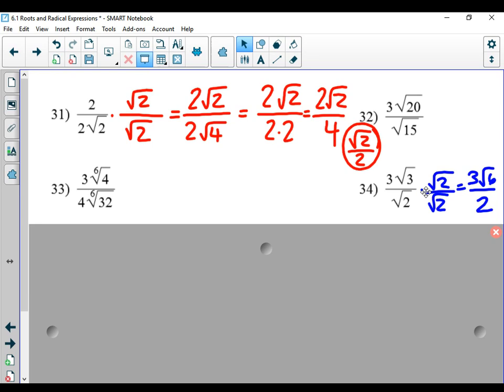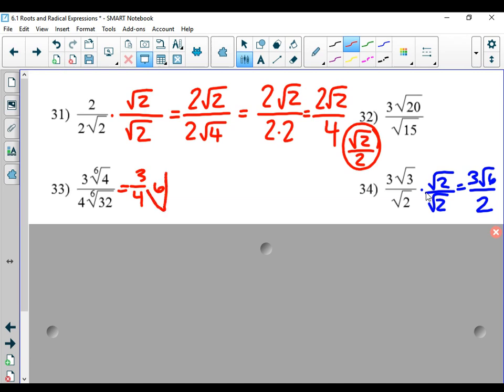Let's check out 33. On this particular problem, you cannot just multiply it by itself, okay? But what you can do is see, hey, can I reduce 4 over 32 first? Yeah. So let's go ahead and try that first. What is 32 divided by 4?